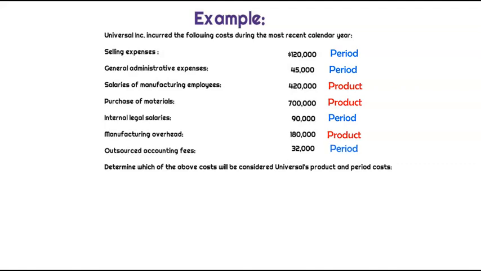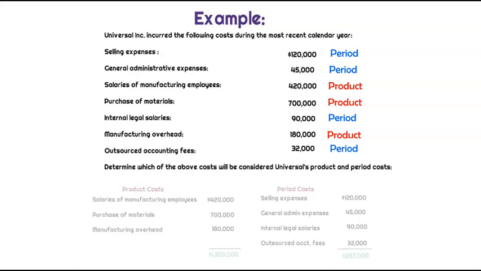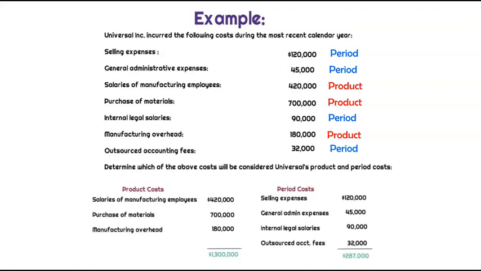And finally, outsourced accounting fees. We know by now this is going to be a period cost, right? So therefore, that's going to the income statement. And now we can go ahead and calculate all of our product costs and all of our period costs, right? So the summation of our product cost is going to be 1.3 million. The summation of our period cost is going to be 287,000.